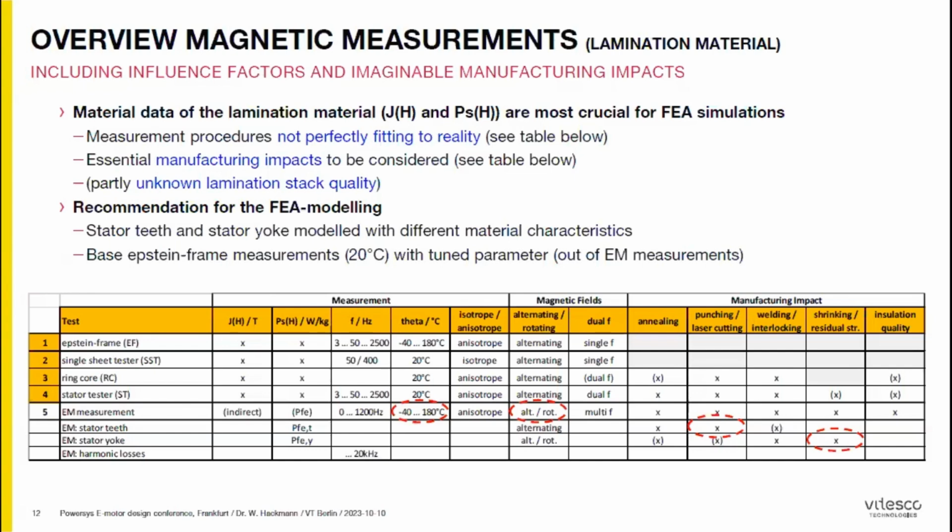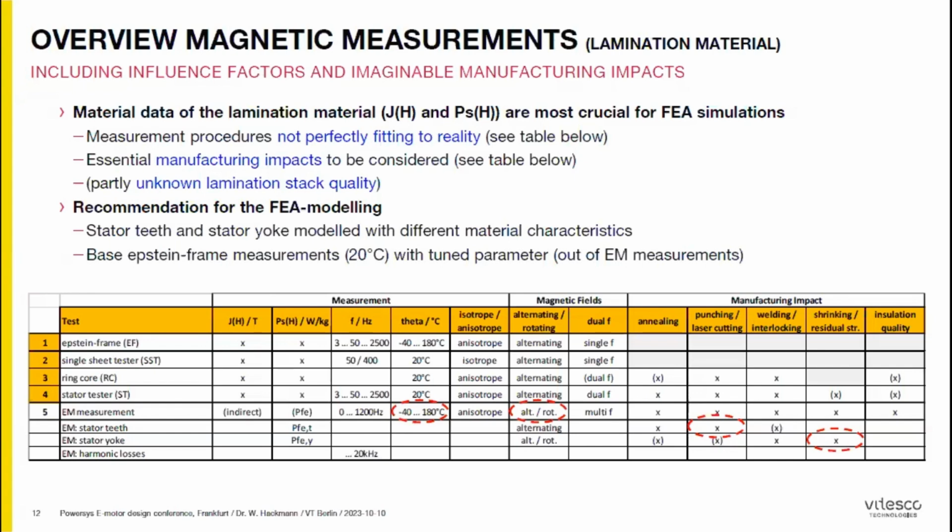So normally the measurement procedures for these curves are not perfectly fitting to the reality. We can then later have a look into the table here. Then we have essential manufacturing impacts, which have to be considered. So the normal measurement in the Epstein frame has no impact of welding, of punching, of I don't know what. So we have to consider this. And we have to face that we have an unknown quality status of the different lamination stacks. So we have a tolerance band for different e-machines, and this has to be kept in mind.